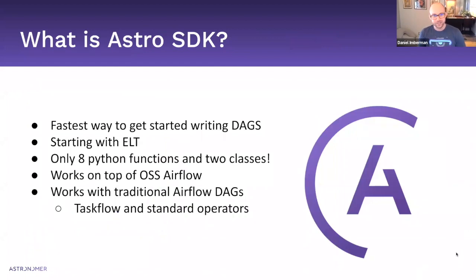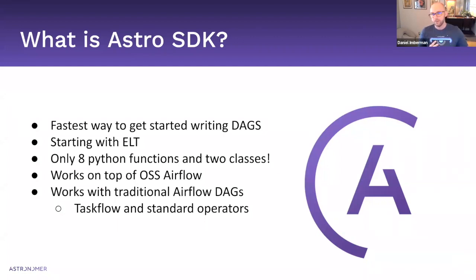So what is the Astro SDK? Well, it is the fastest way to get started writing DAGs. We're starting with ELT, but we do intend to spread out into other use cases. We wanted to focus in and say, Airflow is a really versatile tool that can do anything. What if we could build specific tool sets that make very common use cases really easy? It's only 8 Python functions and 2 classes. It works on top of OSS Airflow, so this is not an Astronomer-specific product.